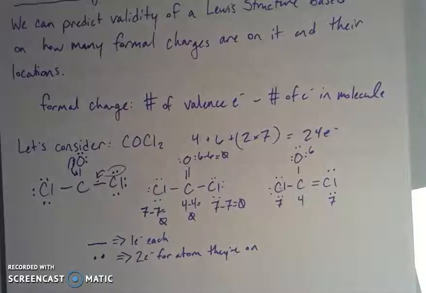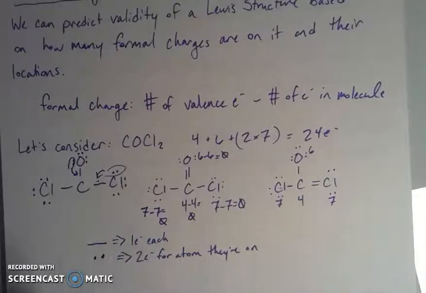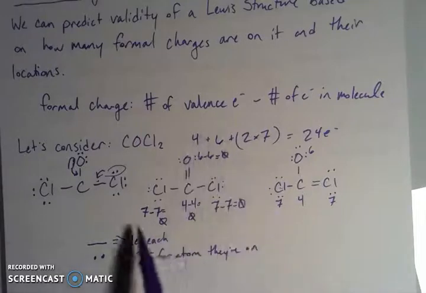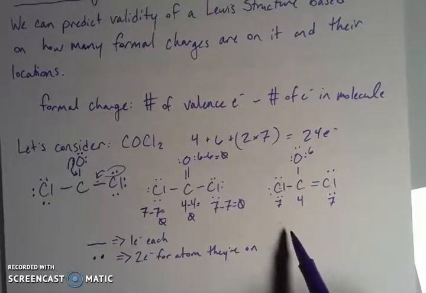Now all zeros is a good thing. We don't like formal charges. If I have little pockets of weirdness or pockets of charge, that usually means that there's some instability in that structure. So this is a nice structure. It's got good symmetry, doesn't have any formal charges on it, so we like that one. It looks like a lot of work to just get a lot of zeros, but there you go.